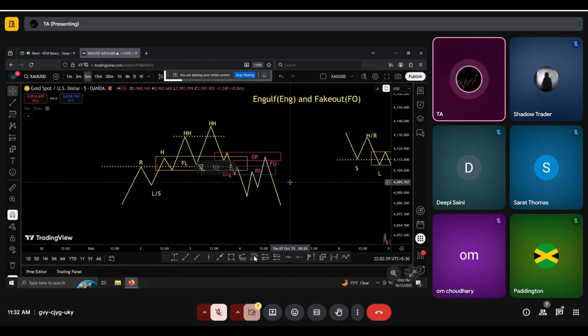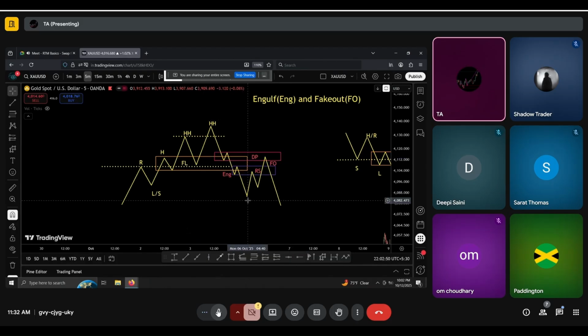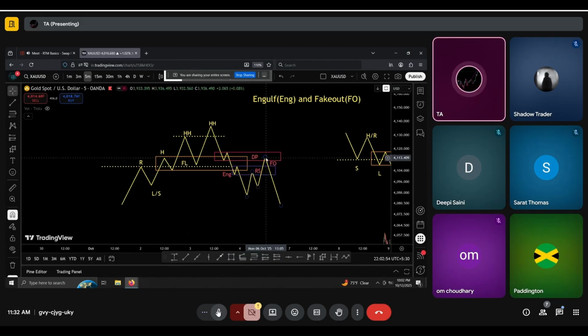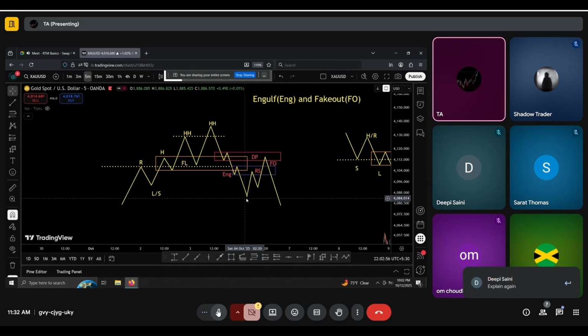Do you understand the psychology of engulf and fake out, especially for fake out? If you did not understand, please ask. This is very important and we will use this throughout the intermediate and advanced level as well. Our whole RTM trading is based on this. Engulf and fake out. This is how the price moves. Comes down, engulf, goes up, fake out, comes down again.